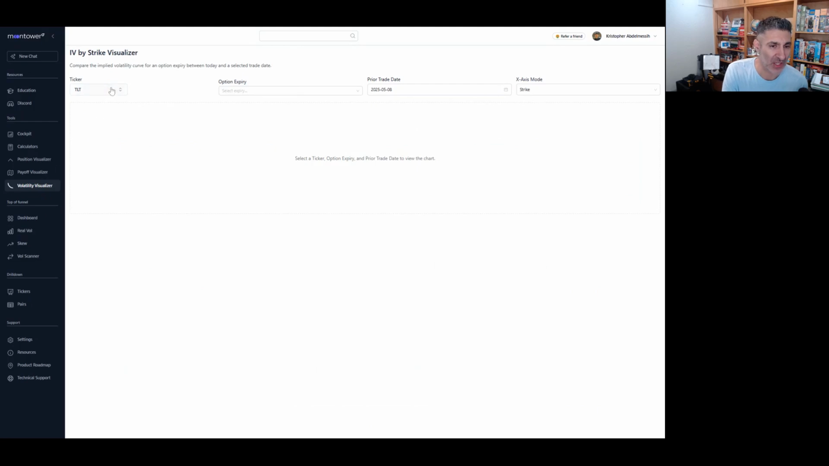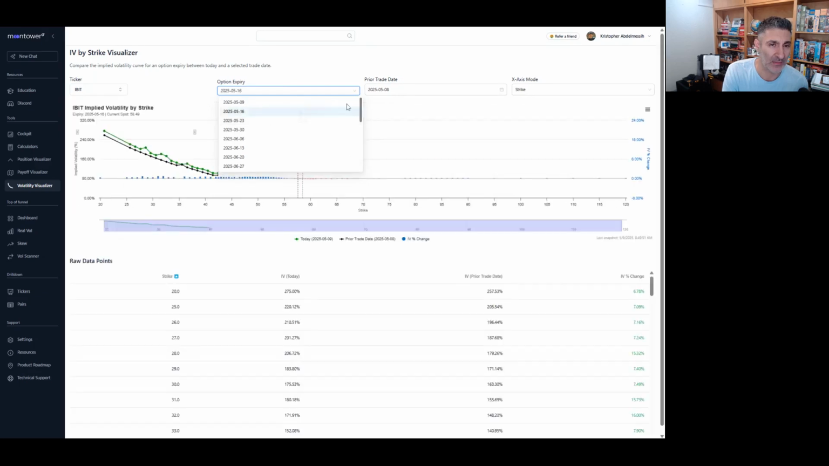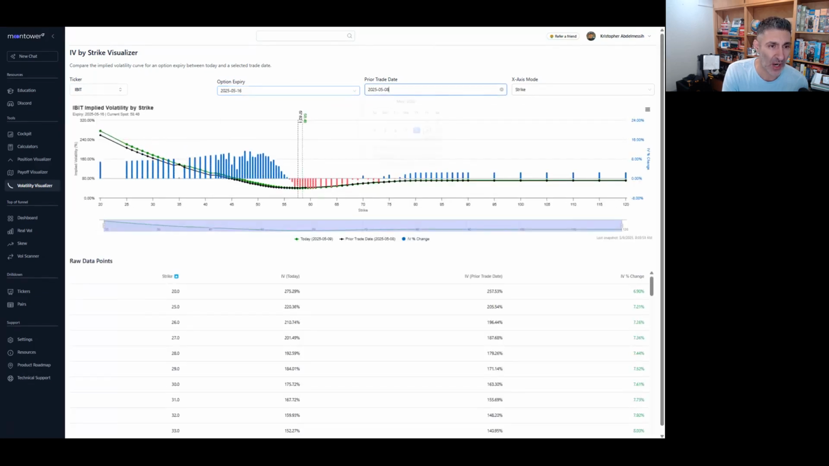Anyway, I just did this because I've been talking about IBIT on Twitter and all that, and then we launched this volatility visualizer, which is super cool. So anyway, by the way, this one thing you can kind of do here.